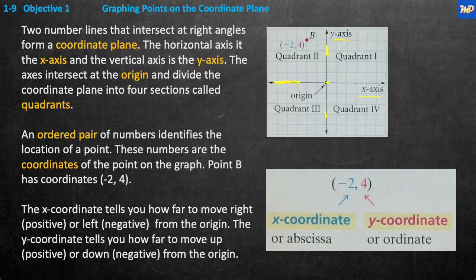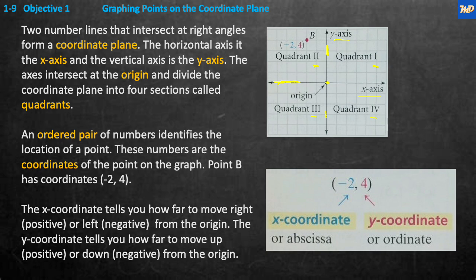Okay. And it divides the coordinate plane into 4 sections: quadrant 1, 2, 3, 4. And as you recall, I said that they're in Roman numerals. So Roman numeral 1, Roman numeral 2, Roman numeral 3, and Roman numeral 4. Okay. Now we're going to go down and talk about ordered pairs.